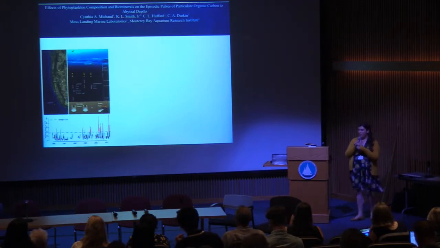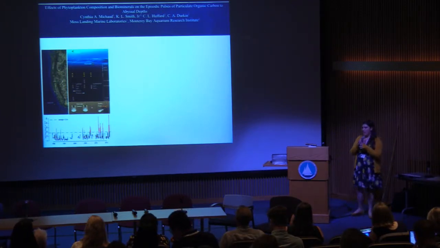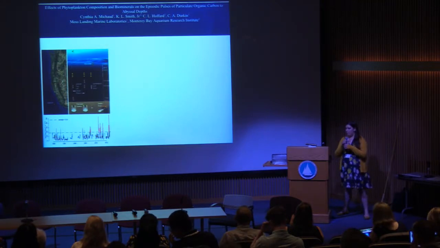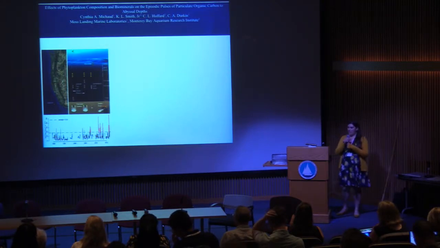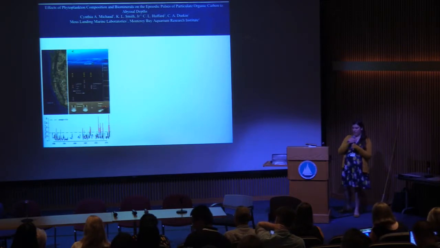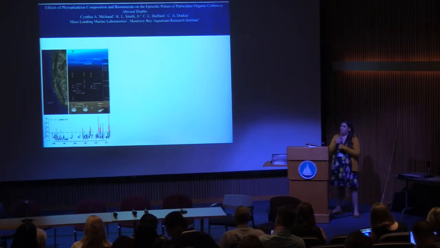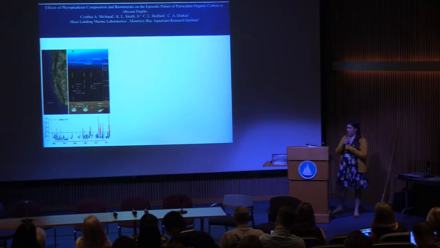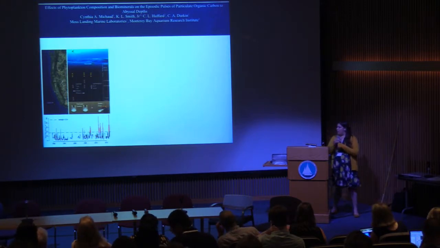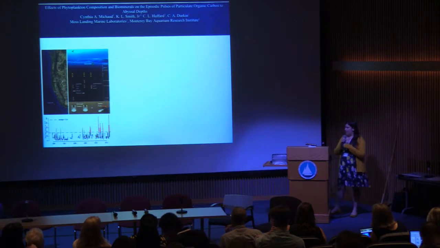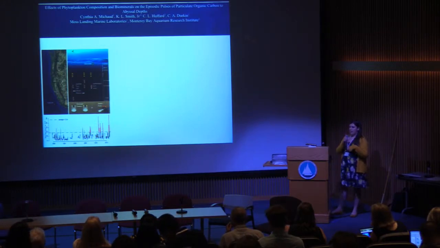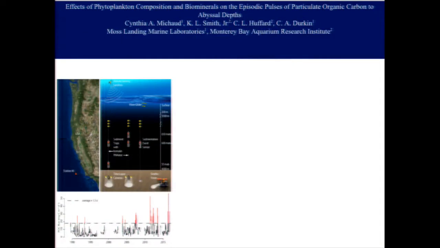Hi, I'm Cynthia Michaud, and I'm from Moss Landing Marine Labs. The data I've been working with comes from sediment traps at Station M, which is a long-term oceanographic station. The sediment traps I'm looking at are placed 600 meters above the bottom. The graph at the bottom is the whole time series of POC flux. The red represents the high flux periods, defined as 1.5 times the standard deviation of the mean of the entire time series. I'm looking at the high flux periods along with the events that occur right before and right after.